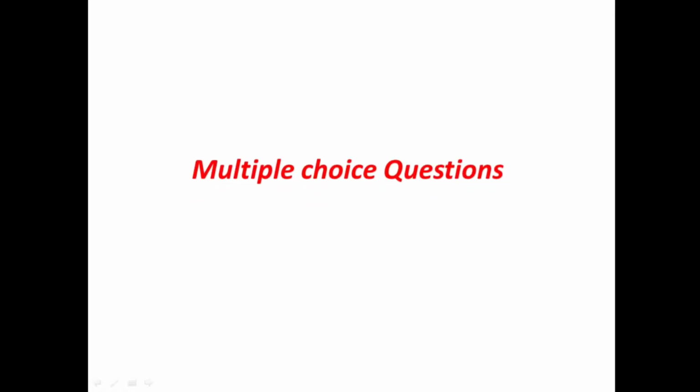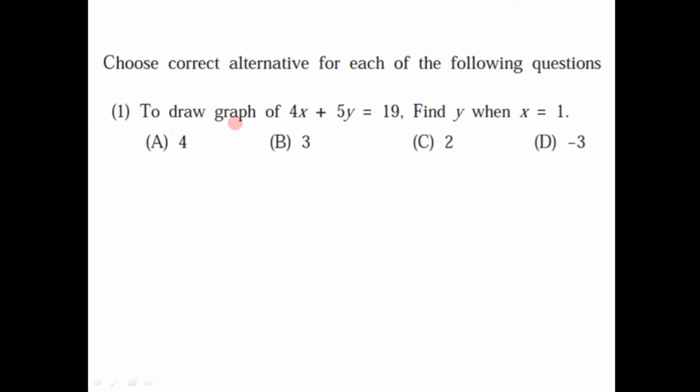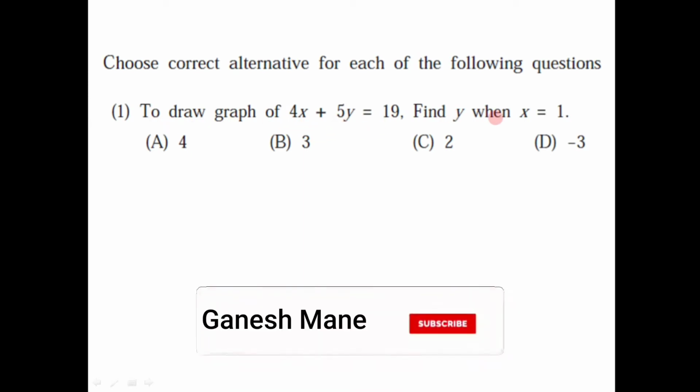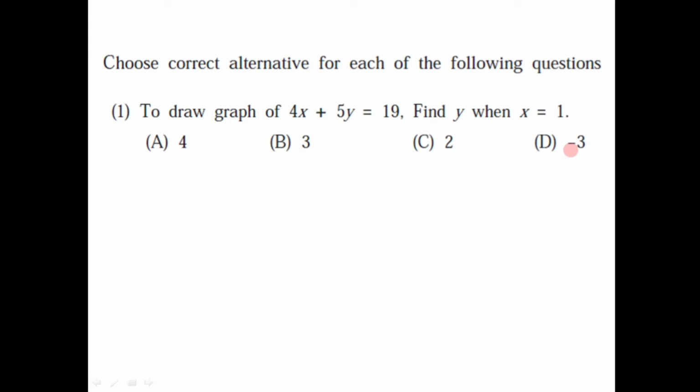Hello students, let us solve some multiple choice questions from the topic linear equations in two variables from class 10. The question is, choose the correct alternative for each of the following questions. First question is, to draw the graph of 4x plus 5y is equal to 19, find y when x is equal to 1. The four options are 4, 3, 2 or minus 3. To decide which alternative is correct, we have to solve this equation.